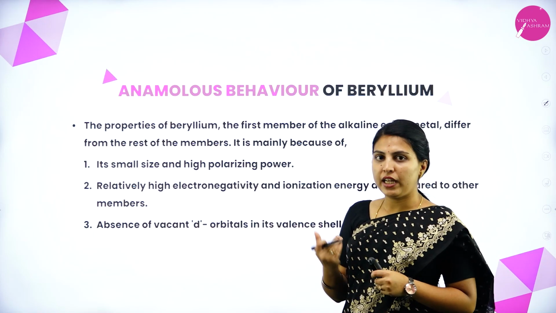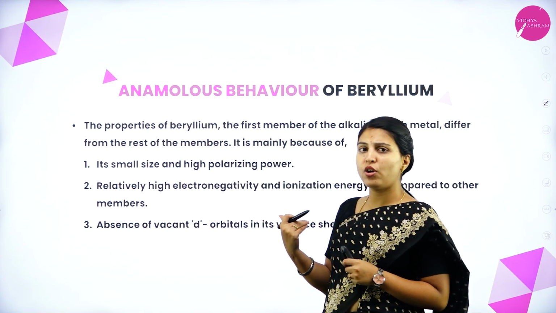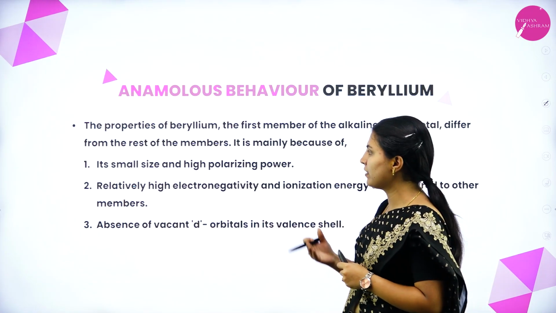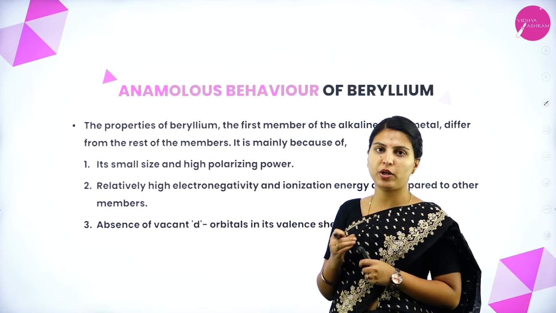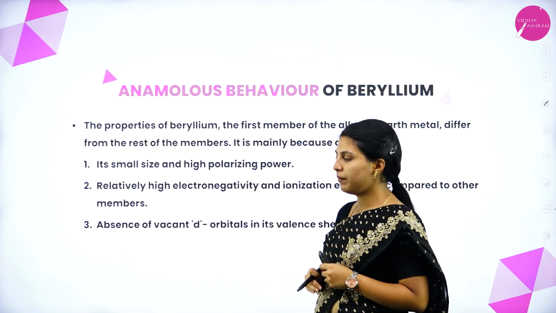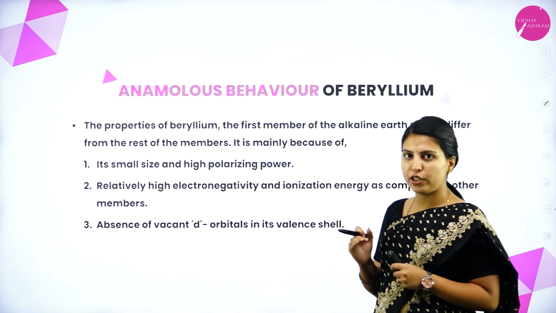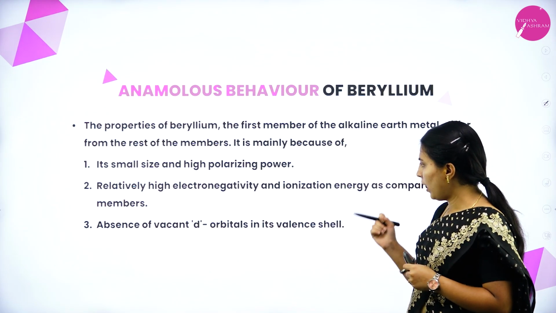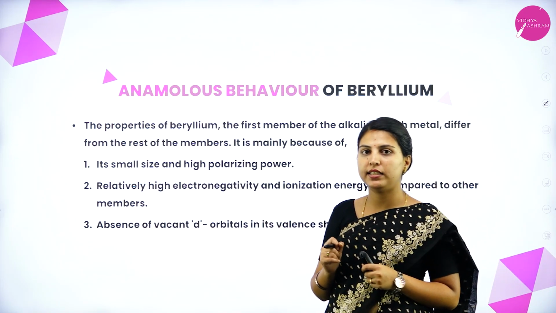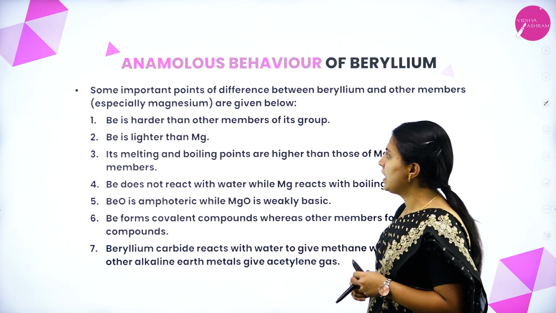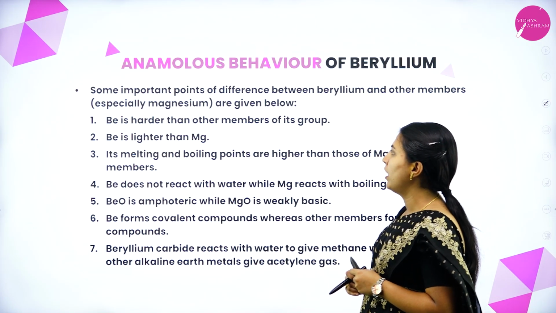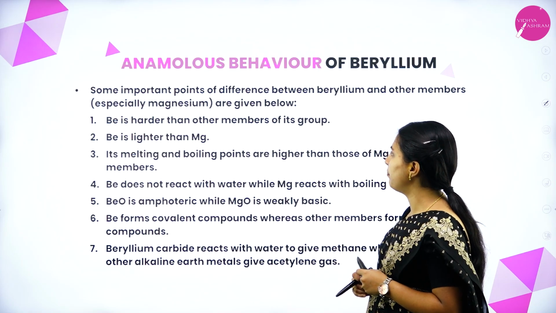Why is beryllium anomalous and not similar to the rest of the alkaline earth metals? It has a small size because it is the first member. It has high polarizing power, high electronegativity and ionization energy, and it does not have vacant d orbitals in its shell. Next, some important points of difference between beryllium and other members, especially magnesium, are given below.